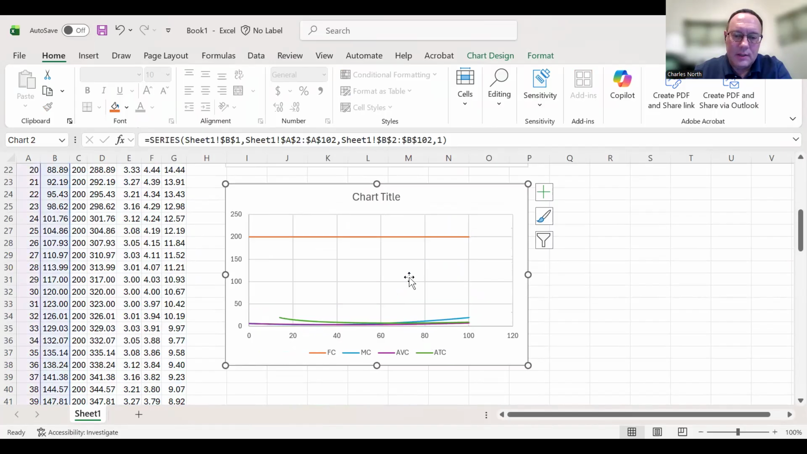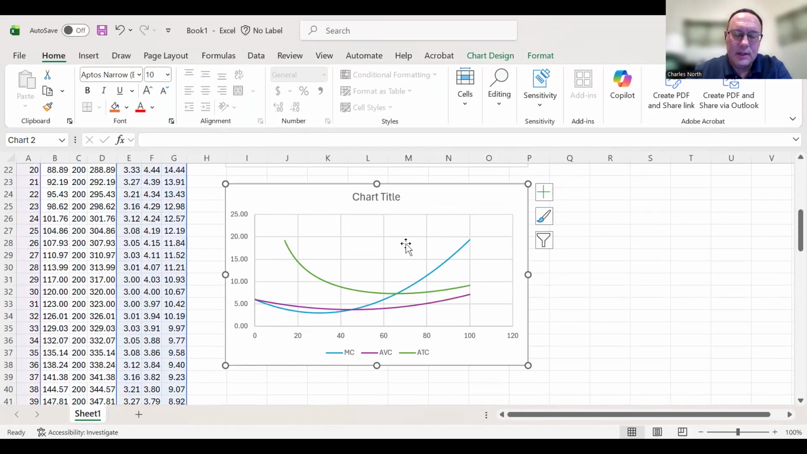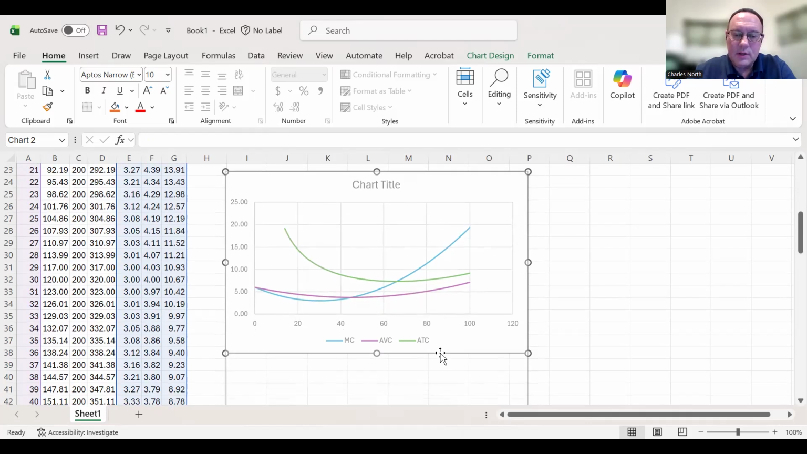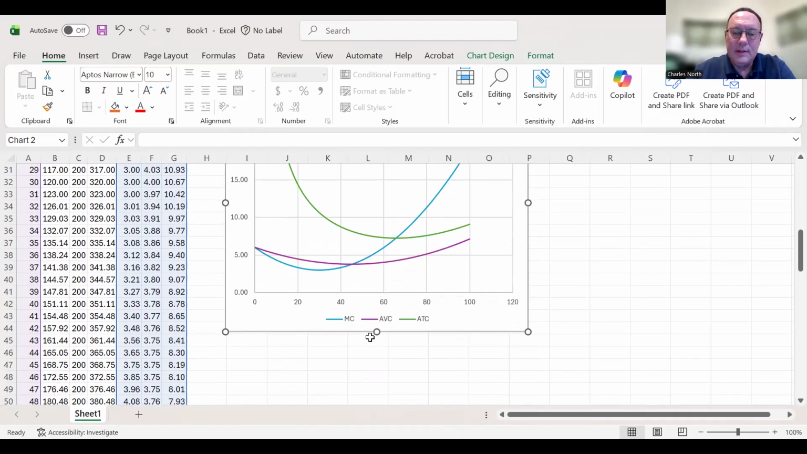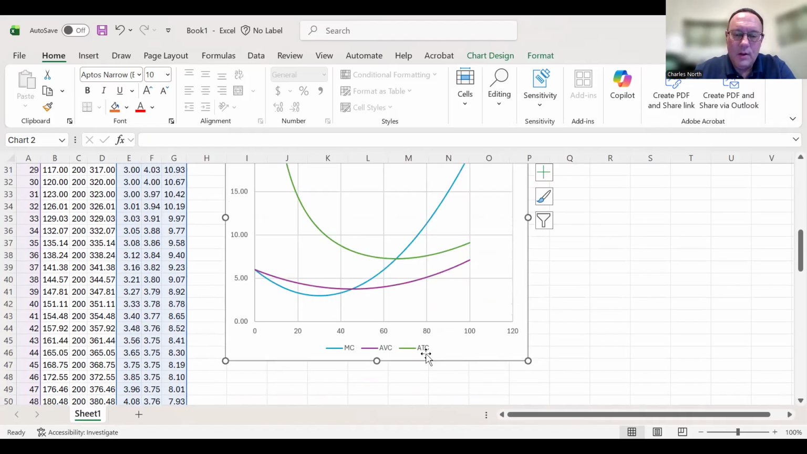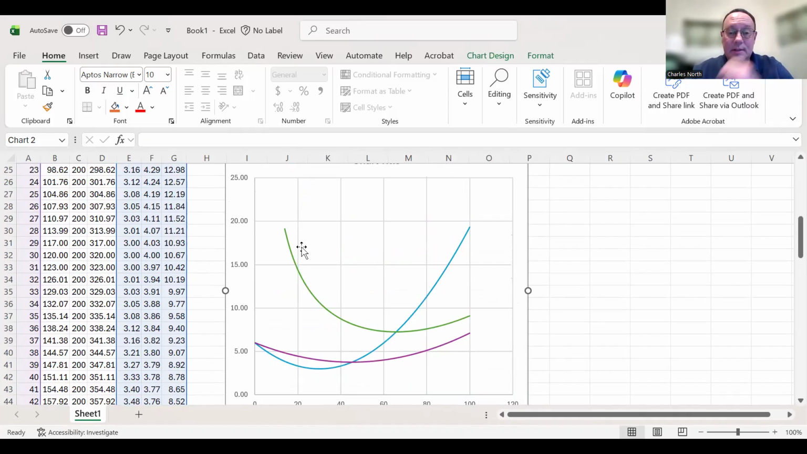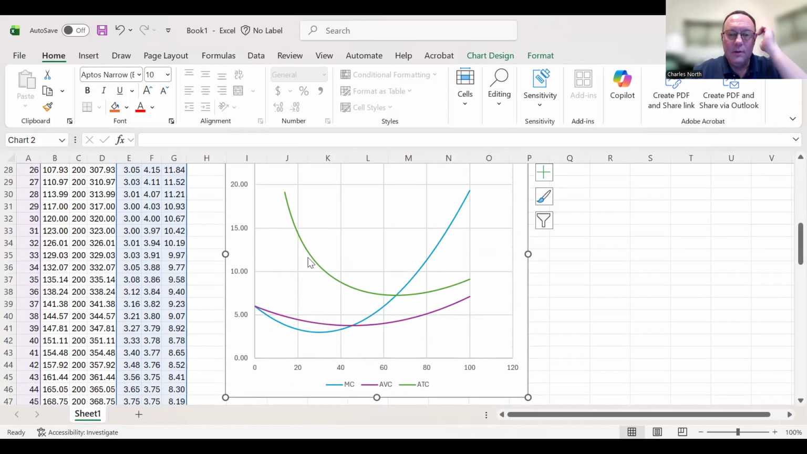Click the variable cost, hit delete. Click the fixed cost, hit delete. And now we have a graph that looks very much like the ones that I showed you earlier today. And again, if we stretch out the vertical, it highlights it a little bit more so that you can see that this is the average total cost curve. Here's your marginal cost curve in blue, and the purple is average variable cost.